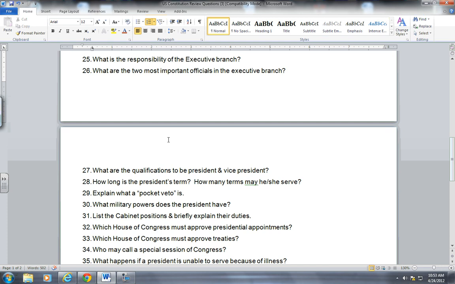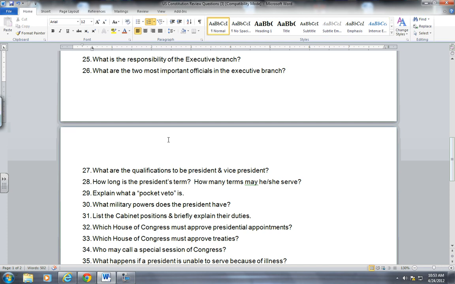27, must be a natural-born U.S. citizen, at least 35 years of age, and a resident of the United States for at least 14 years. 28 is 4, and they may serve 2-term maximums, for a grand total of 10 years.